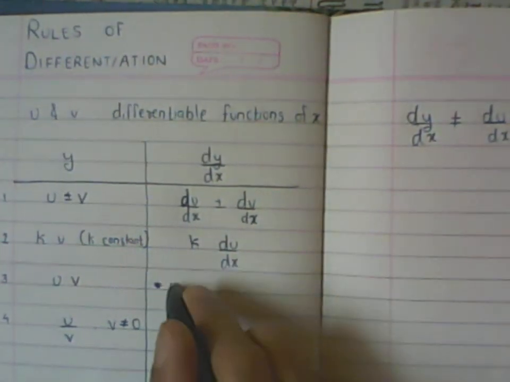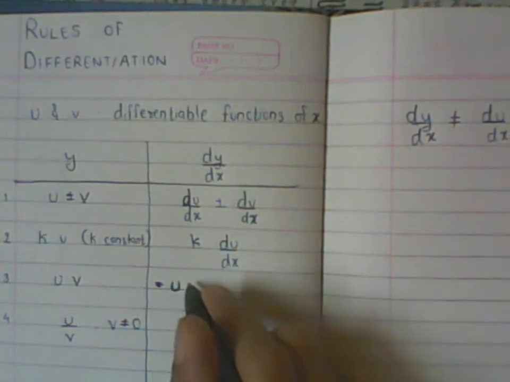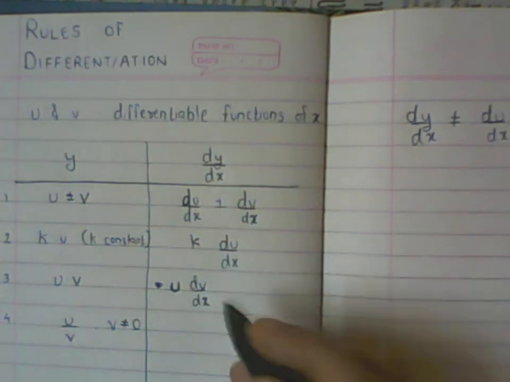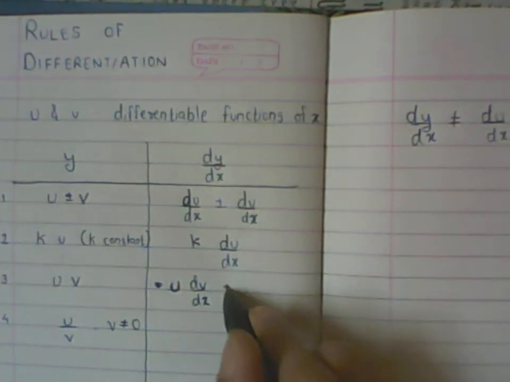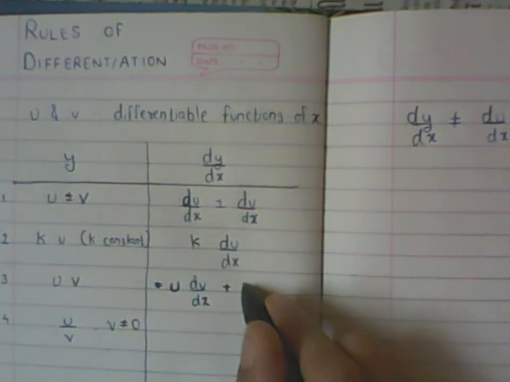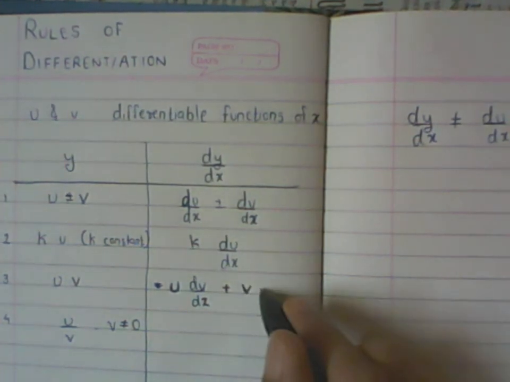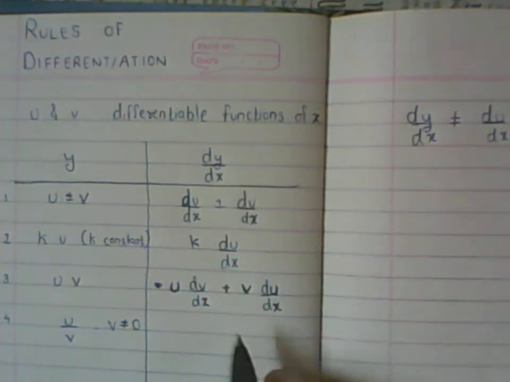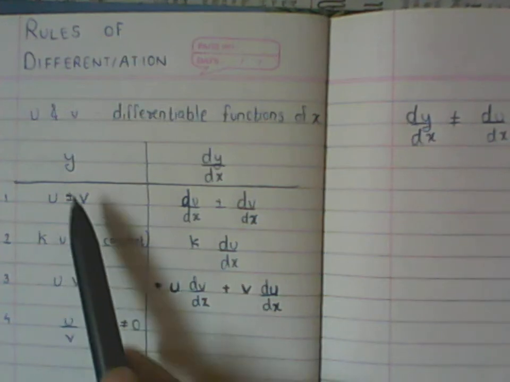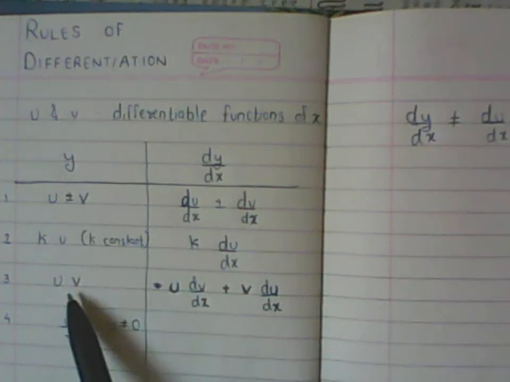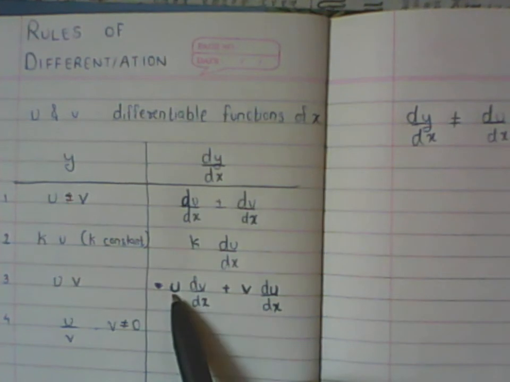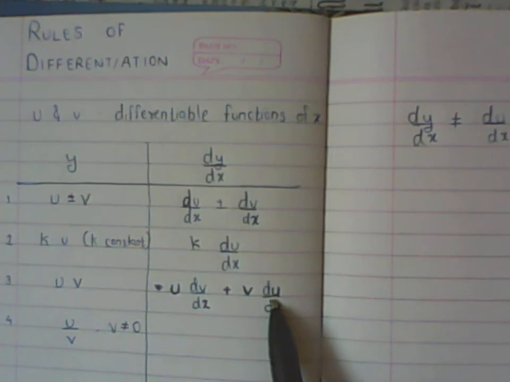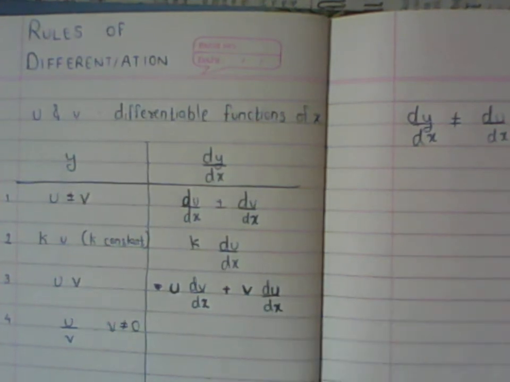What you do is you take the first function as is, and then you multiply it with the derivative of the second function, and then you add the other way around. So you take the second function as is, and then you multiply it with the derivative of the first function, du by dx. So yeah, this is the product rule. When you have your function as a product of two functions, then the derivative of that is given by the first function multiplied by the derivative of the second function plus the second function multiplied by the derivative of the first function. This is the product rule.